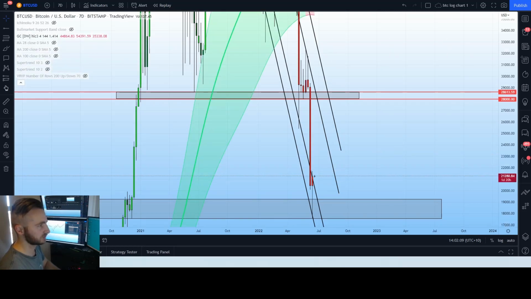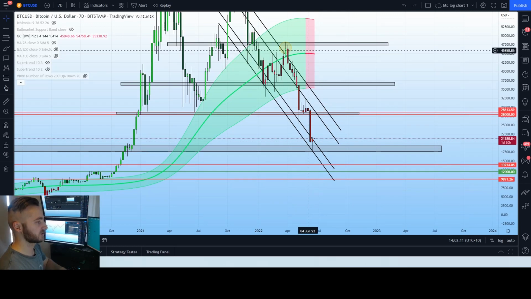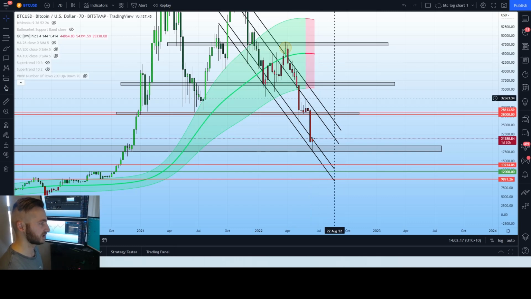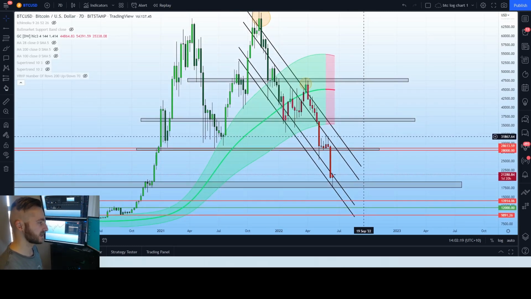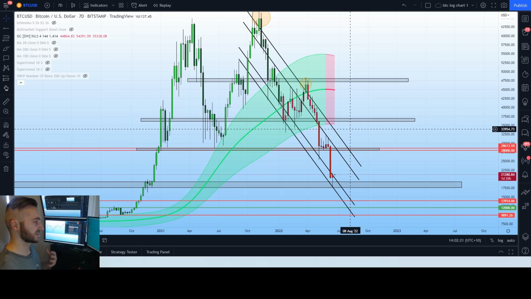And I love the Gaussian channel, but you can see a lot of people said, oh, Gaussian channel flipped red. This is really, really bad. But like I said already in another video, it doesn't really mean much. What the Gaussian channel really tells us is where the price is heading, not what the price is actually doing. Very, very different, guys. So again, it's not a descriptive analytical tool. It's a predictive analytical tool.